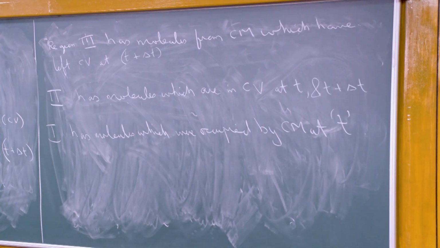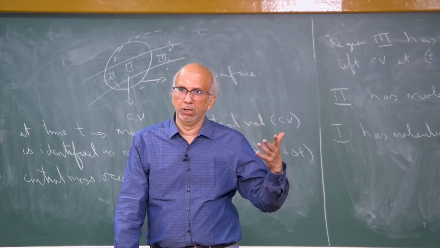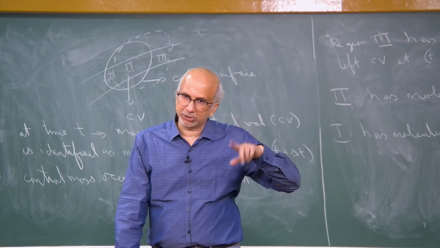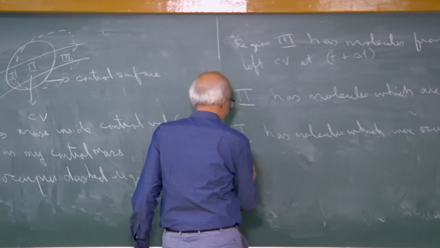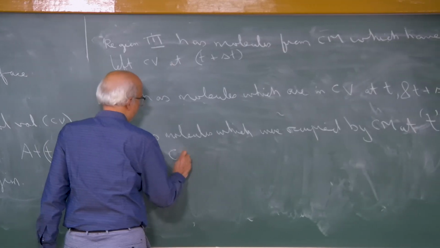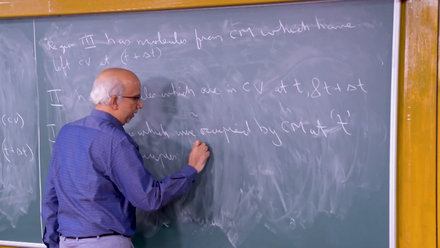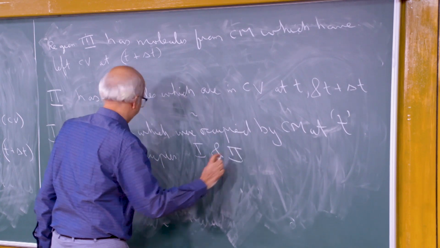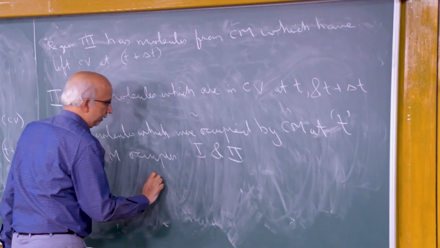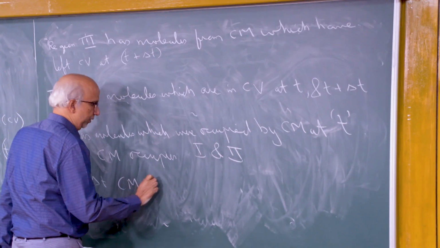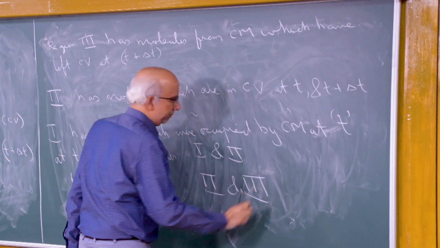I mean at T control mass occupies 1 and 2, at T plus delta T it occupies 2 and 3, that is the point. So, at T control mass occupies 1 and 2, at T plus delta T control mass occupies 2 and 3. This may be more clear.